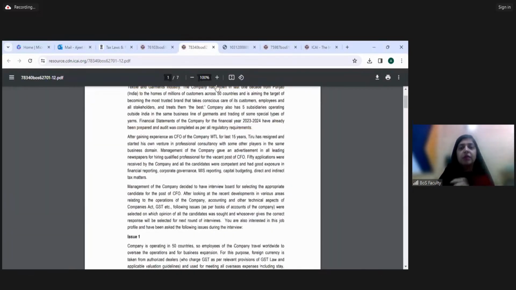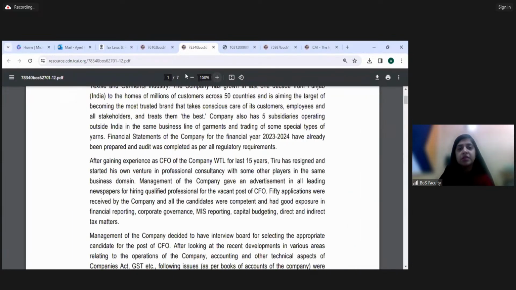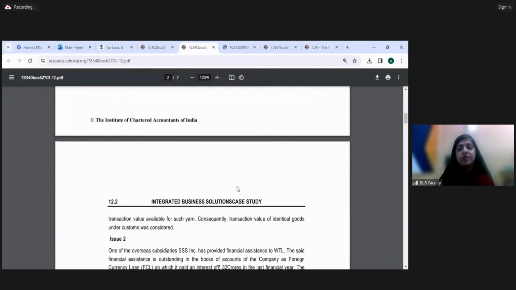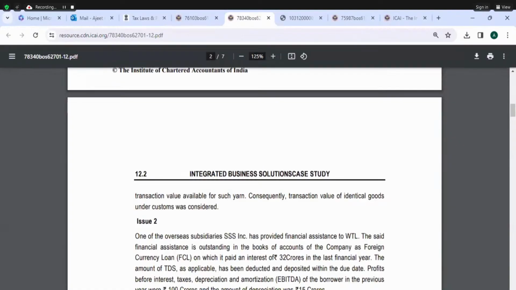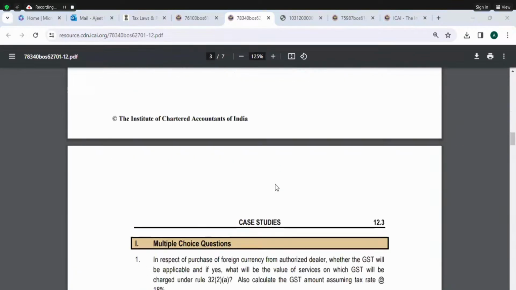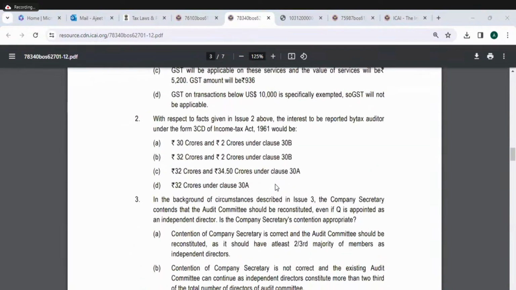Okay, students. In the case study, first we have to see the MCQ which is related to your direct tax portion. So I am going straight to the second MCQ, which is related to your direct tax provisions. What is the requirement of the MCQ? It requires: with respect to the facts given in issue 2 above, the interest to be reported by the tax auditor under the Form 3CD of the Income Tax Act would be.